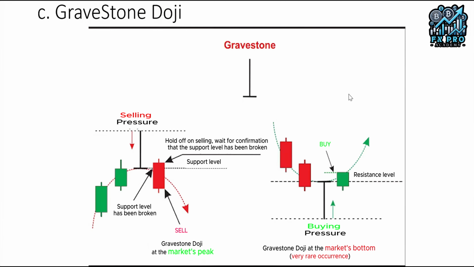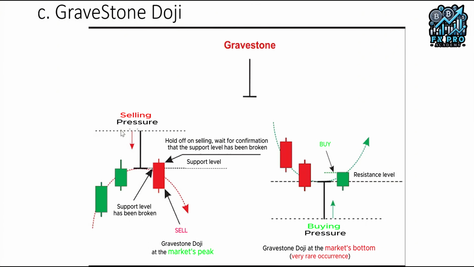Next, we have the GraveStone Doji. The GraveStone Doji resembles the inverted hammer candle. Its nature is very similar as it appears at the peak of an uptrend. So, when the market rises and encounters a GraveStone Doji, you can predict that the price will reverse here. The GraveStone Doji is one of the most notable candles.